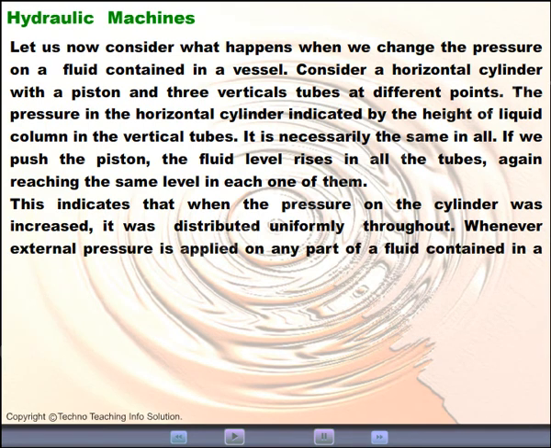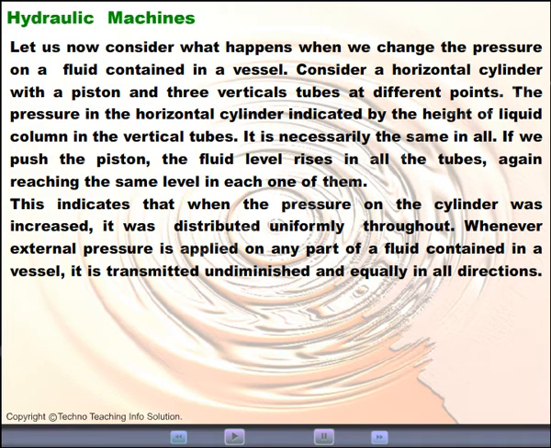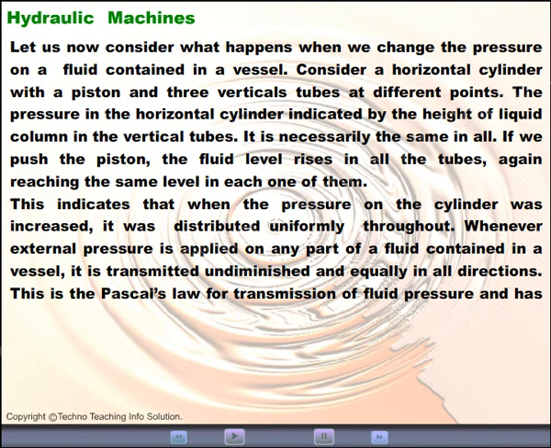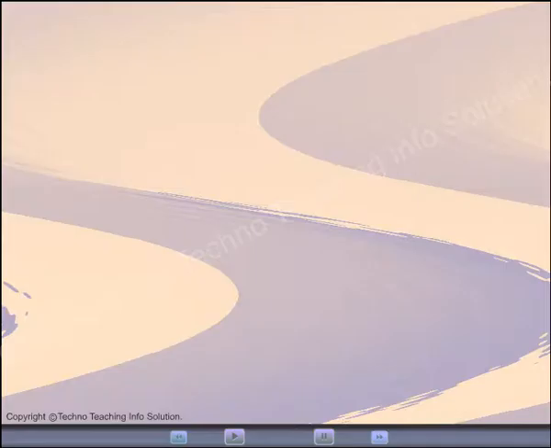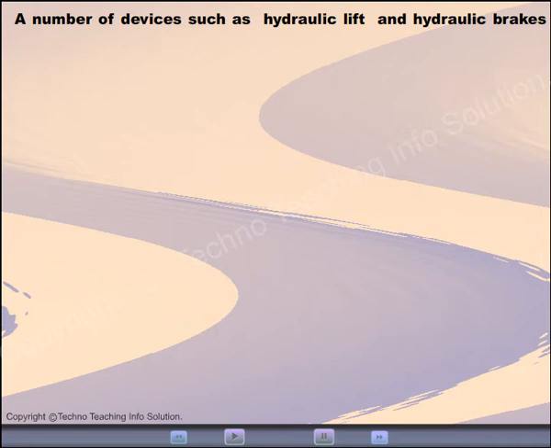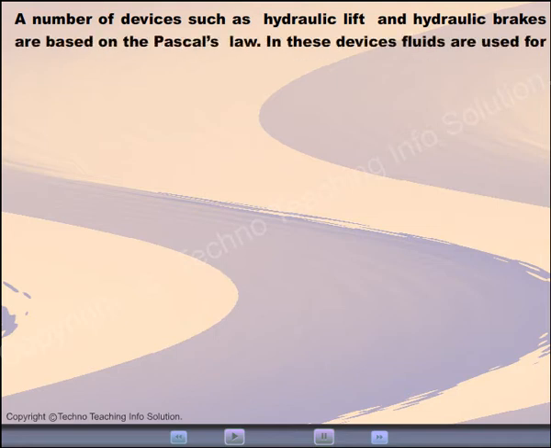Whenever external pressure is applied on any part of a fluid contained in a vessel, it is transmitted undiminished and equally in all directions. This is Pascal's law for transmission of fluid pressure and has many applications in daily life. A number of devices, such as the hydraulic lift and hydraulic brakes, are based on Pascal's law. In these devices, fluids are used for transmitting pressure.